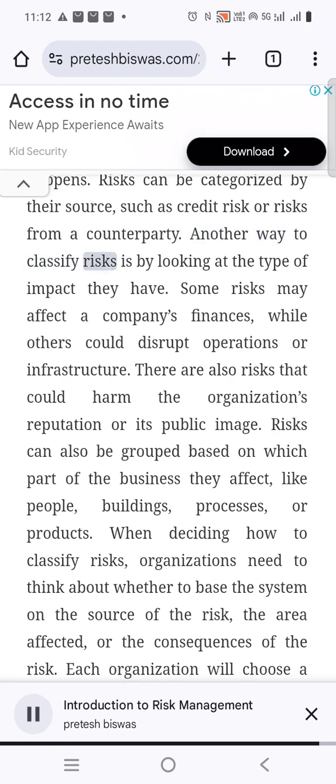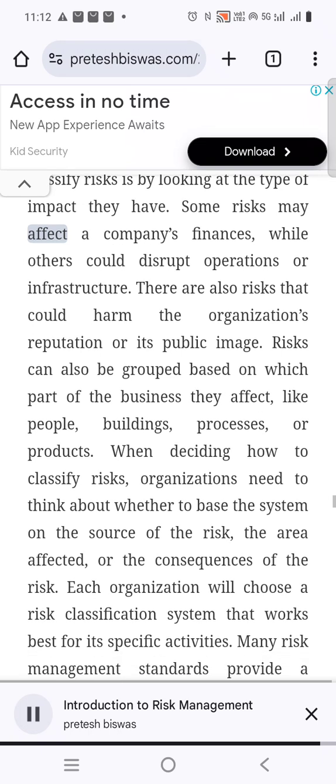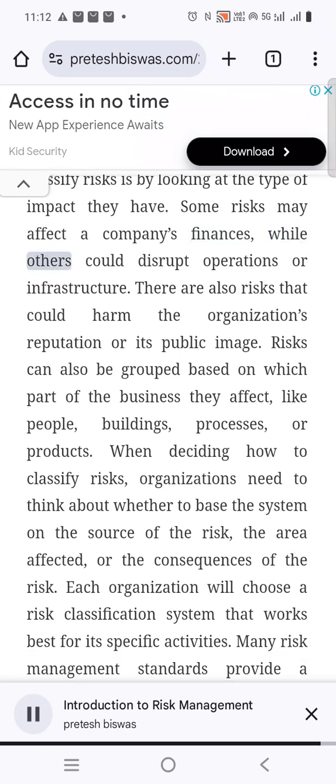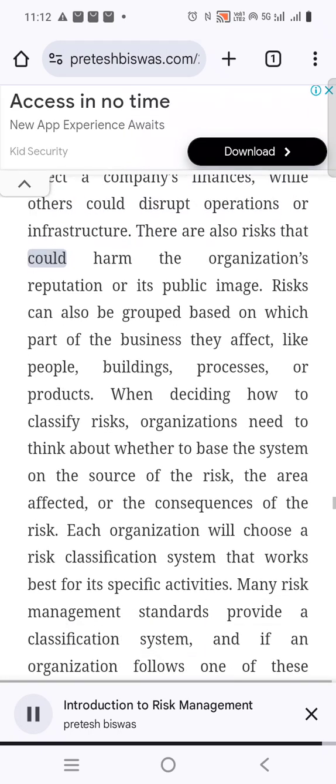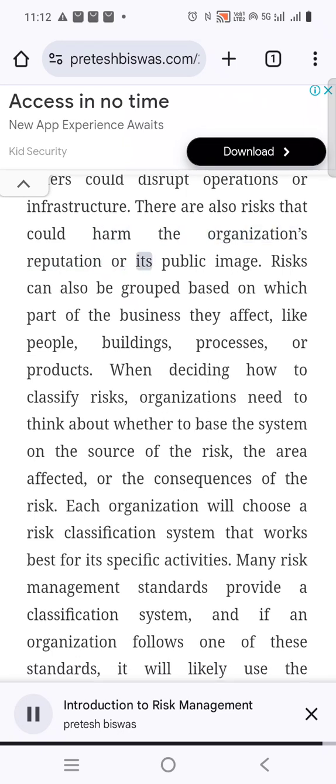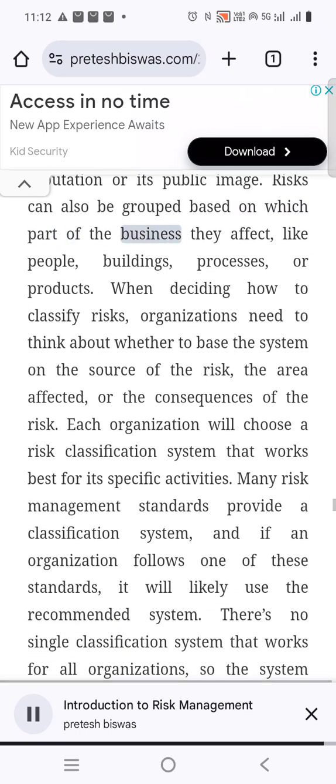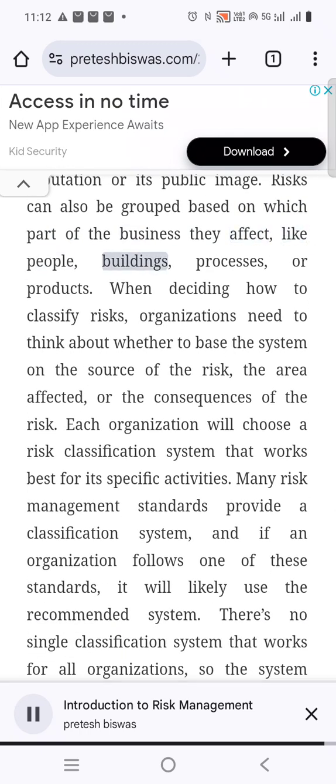Another way to classify risks is by looking at the type of impact they have. Some risks may affect a company's finances, while others could disrupt operations or infrastructure. There are also risks that could harm the organization's reputation or its public image. Risks can also be grouped based on which part of the business they affect, like people, buildings, processes, or products.